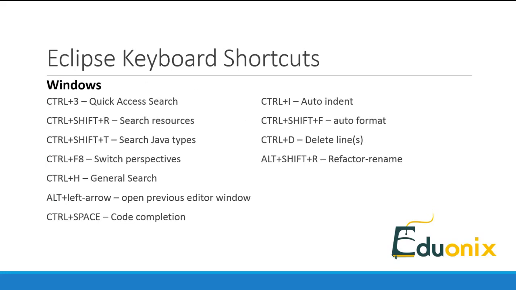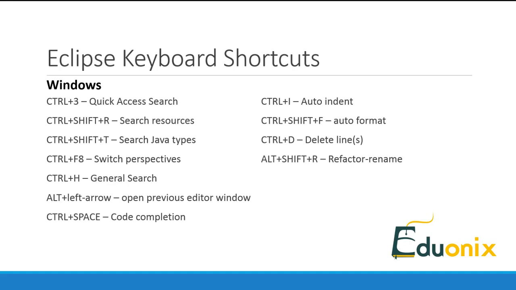In Eclipse, like in Android Studio, there are some useful keyboard shortcuts that can allow us to optimize our development. We can open up the Quick Access dialog by using a key combination of Control and 3. To search the resources of our workspace, we can use a combination of Control and Shift and R. To search the Java type classes, we use the shortcut of Control and Shift and T.